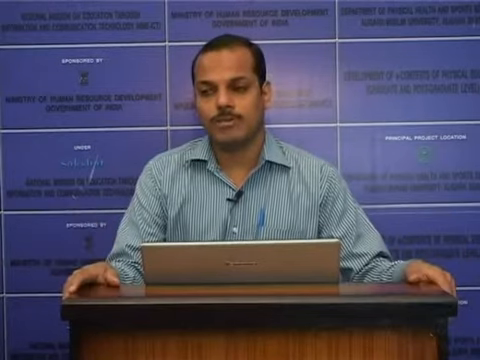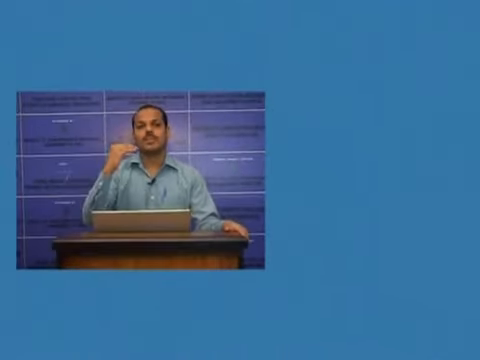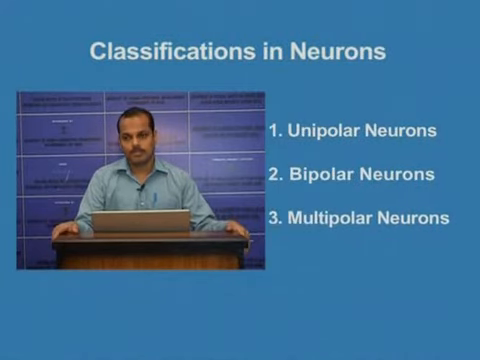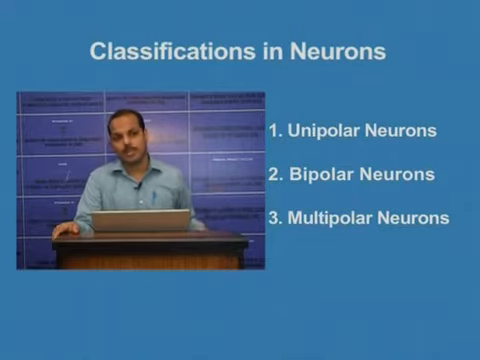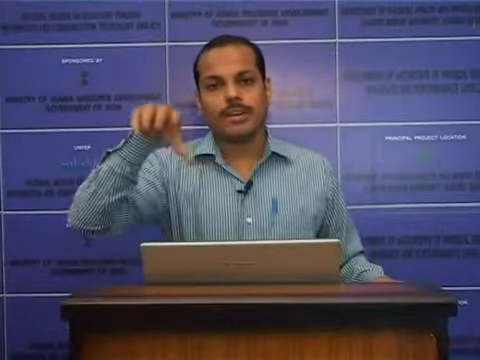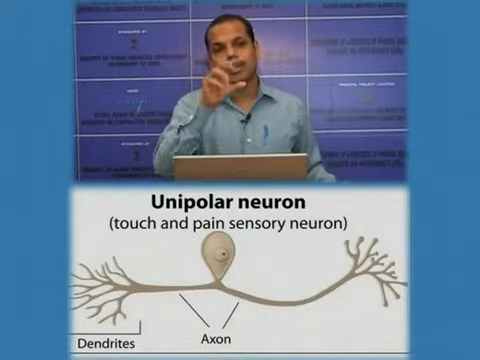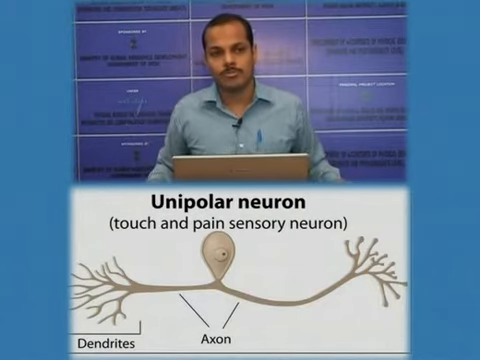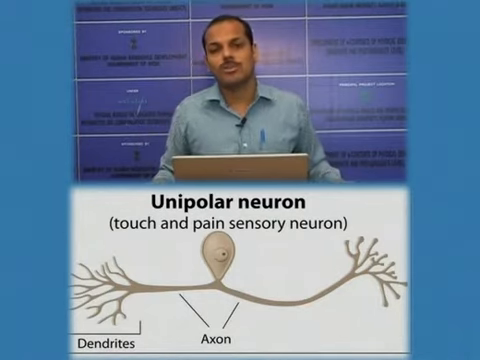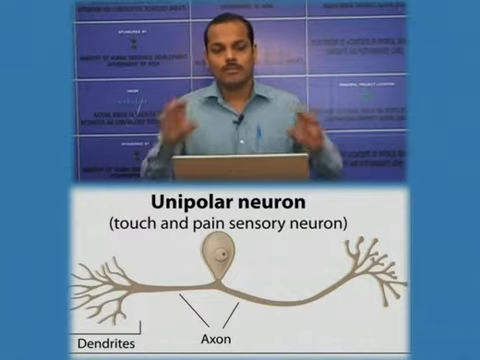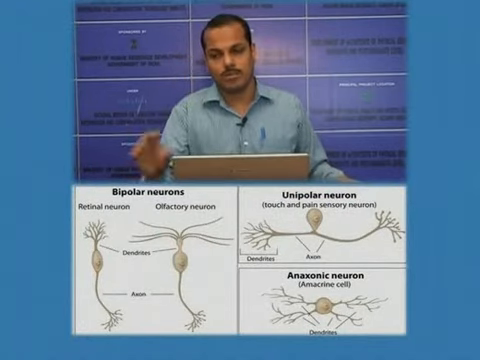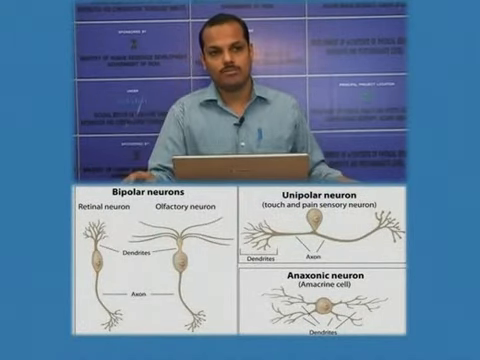Now, based on the fibers extending from the cell body, neurons can again be classified into three. These are unipolar, bipolar, and multipolar. All neurons have a cell body, an almost rounded cell body. If only one extension is there from the cell body, this type of neuron is called a unipolar neuron. If one extension is there, it is only an axon. It will be a cell body and axon.